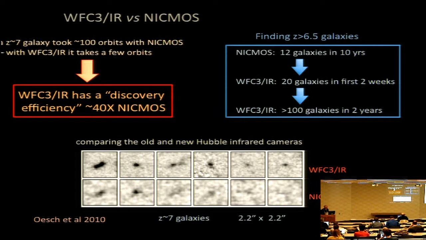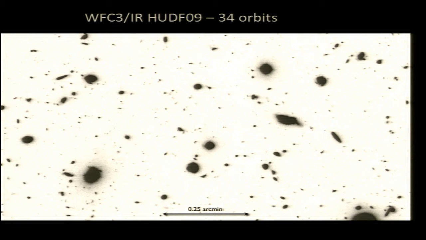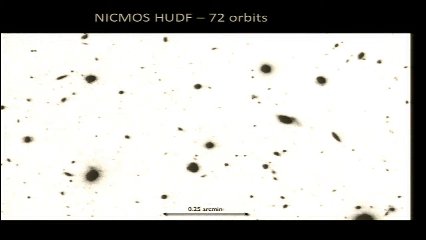And just as an example of this, let me just flick back and forward on this. The HUDF, the WFC3 image is half the time, but what is clear is that the signal to noise is dramatically higher. So this is the sort of gain that one can get out of these data sets, including the area. Discovery efficiency also includes the area. And there's a factor of, I can't remember, six, five, something like that, in area difference between NICMOS and WFC3.